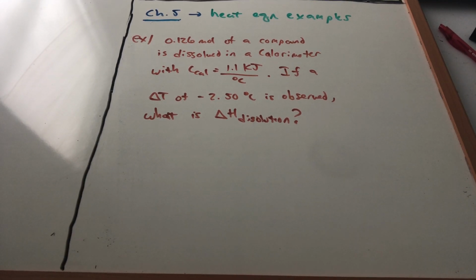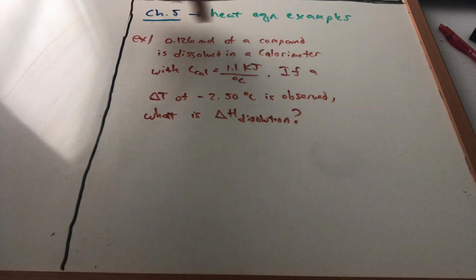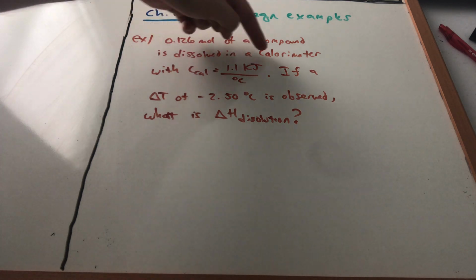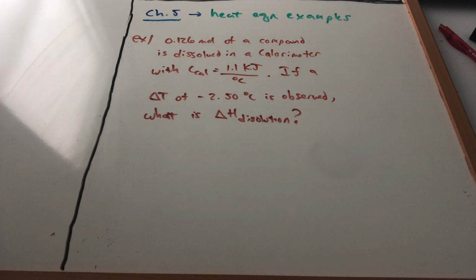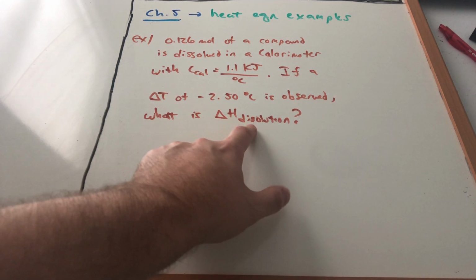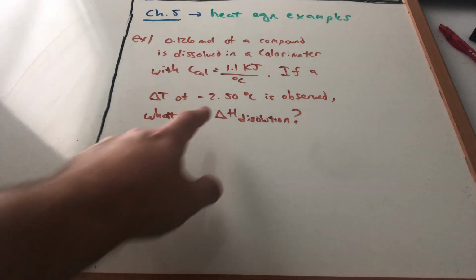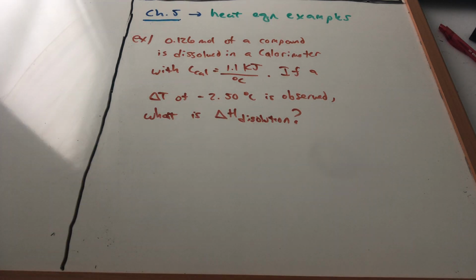Okay, so let's do some examples that utilize the three heat equations that we have. So here's an example. We have a certain amount of a compound, 0.126 moles, that we dissolve in a calorimeter. Now, those dissolution processes that we've talked about throughout the semester, they either generate or take in heat. So they're either exothermic or endothermic. And we can quantify that with a delta H of dissolution, right? So we're describing the chemical reaction with a delta H.